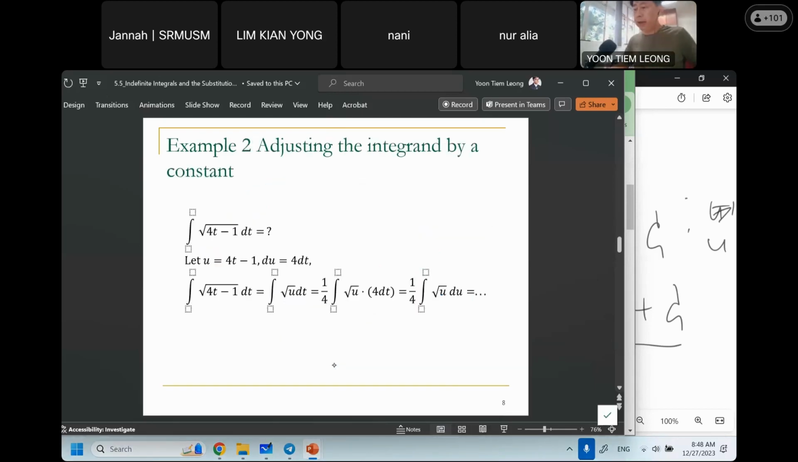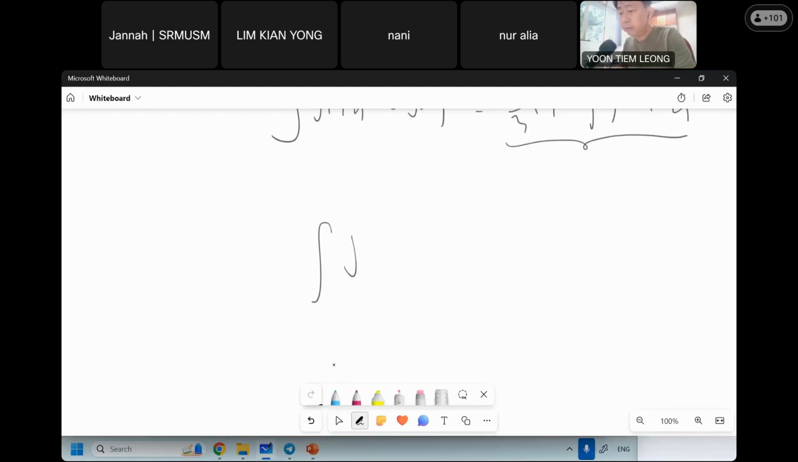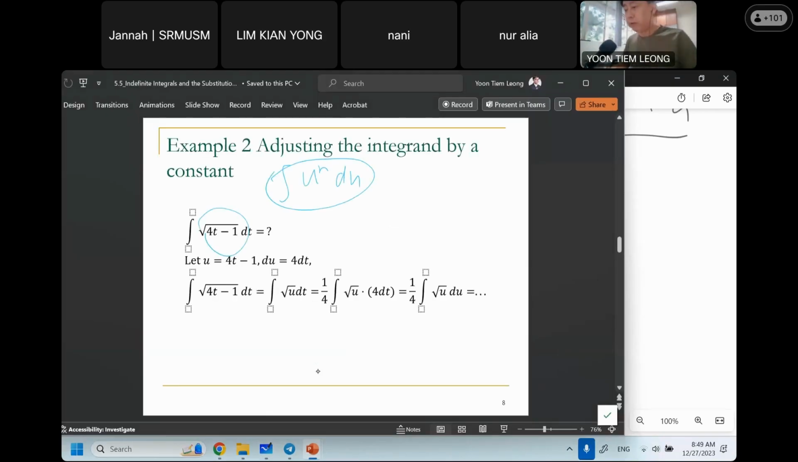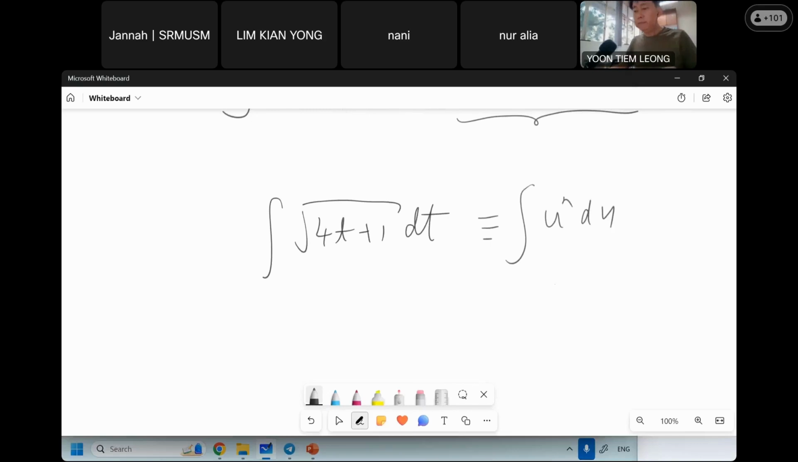How about this example? So this is another example. Let us try to cast this integration into the form of u to the power n du, and you have to know how to do this. The example here is the integration of the square root of 4t plus 1 with respect to t. So this is the integration that we try to solve. We are going to cast this into the form of u to the power n du, so you have to find the right substitution.